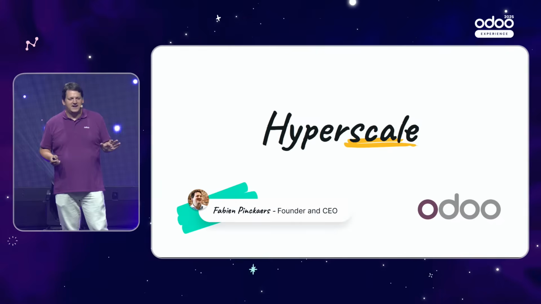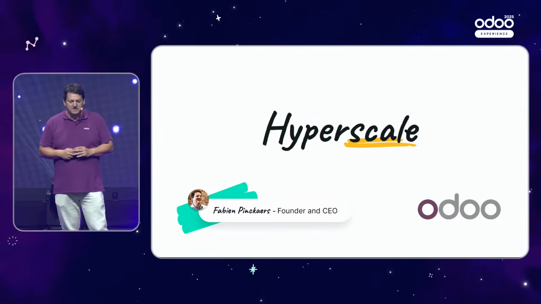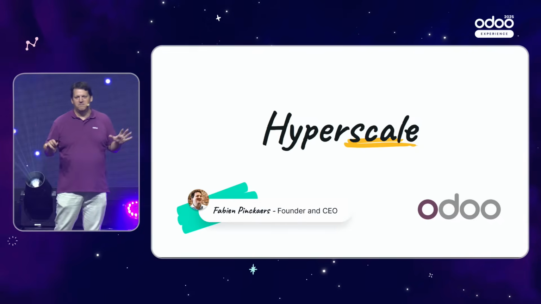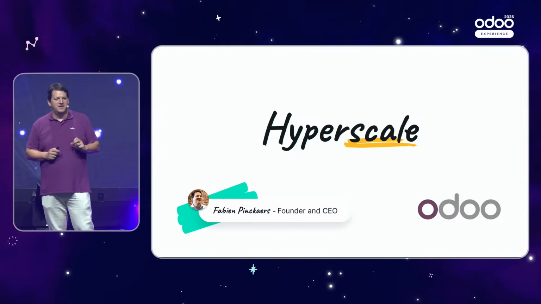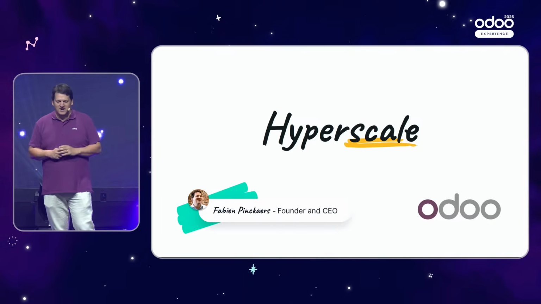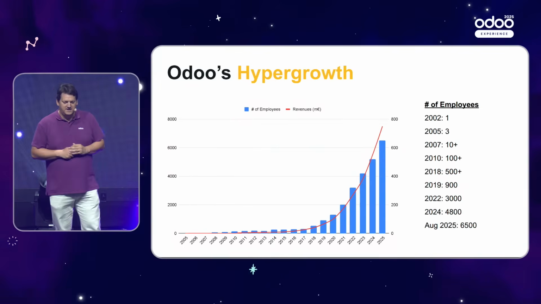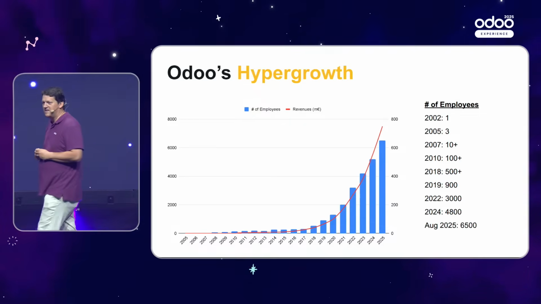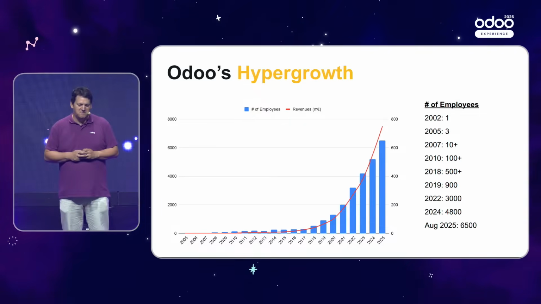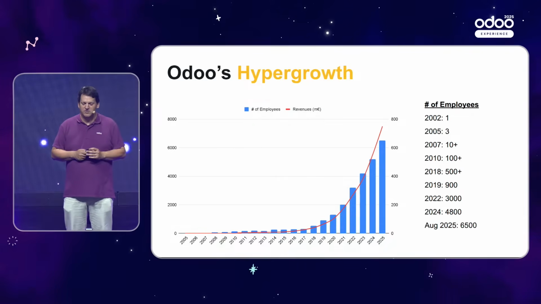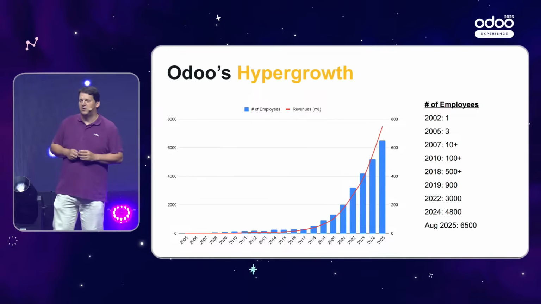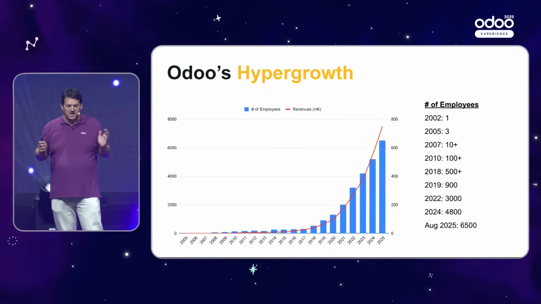But before I start, I have to set my credibility, because you probably won't trust me when I say a few things that will probably seem very crazy to you. So first, I should show you that. That was the growth of Odoo over the past years. And as you can see, it worked. So we went from 1 to 6,500 employees today. And the revenue grew the same way because we are self-financed.